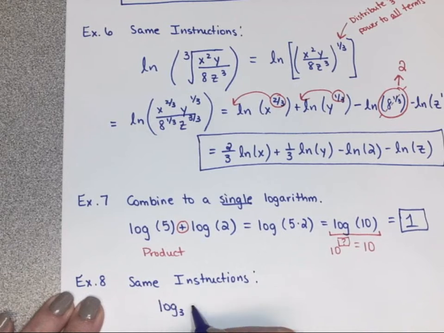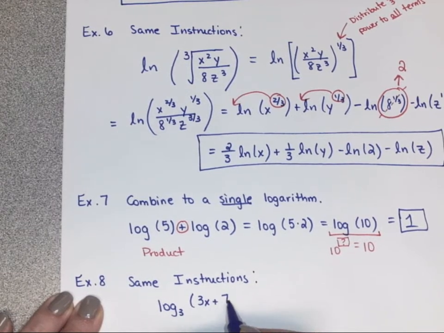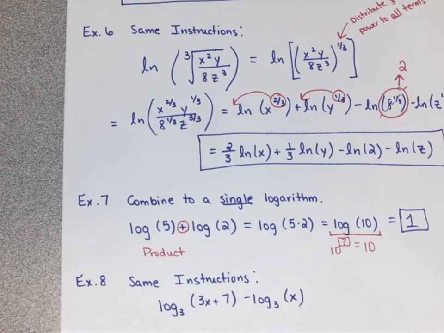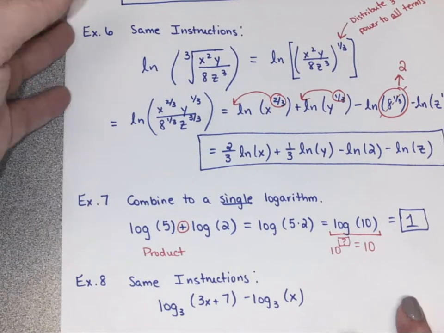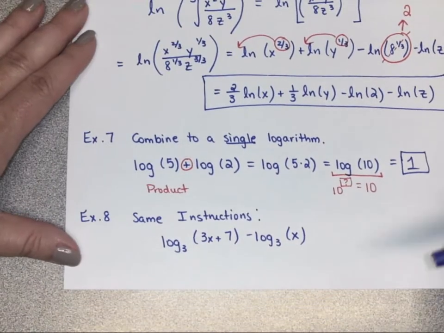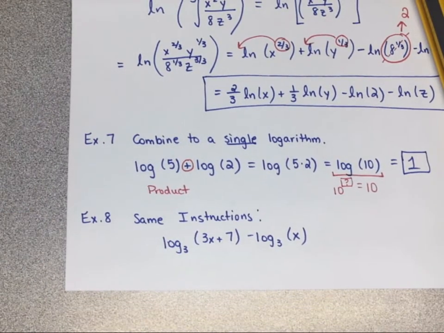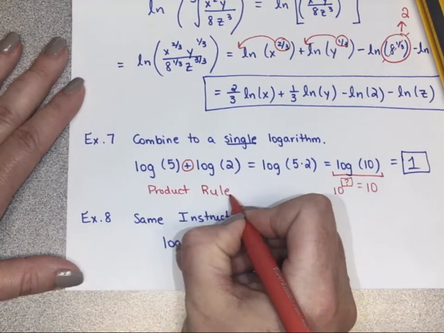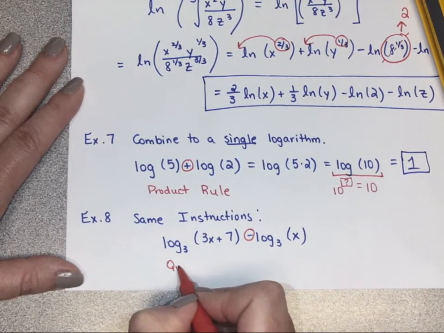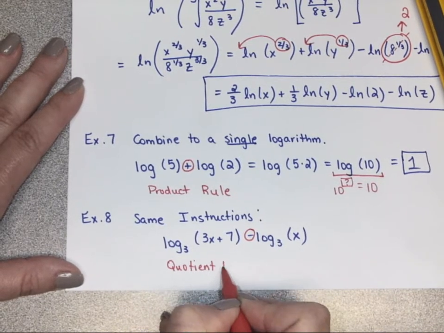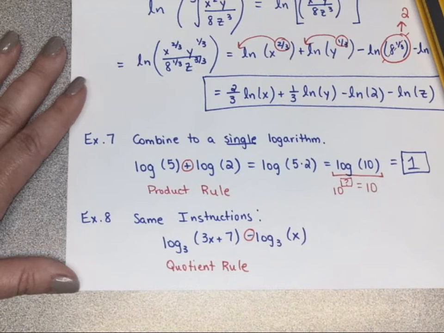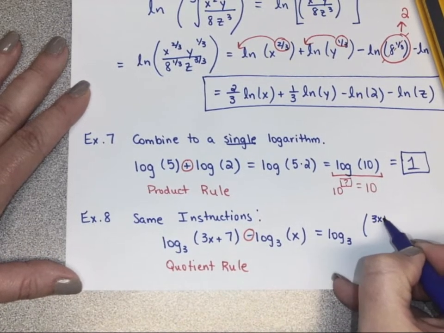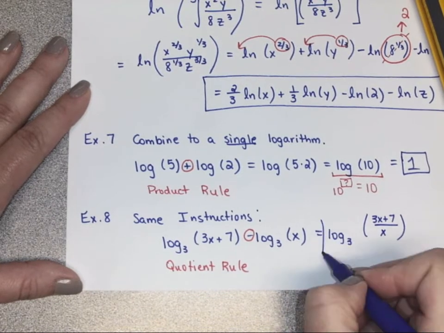So what about the log base 3 of 3x plus 7 minus the log base 3 of x? What rule would I use in this one, and how do you know? Yeah, so this would be the quotient rule, right? Because we are subtracting. So this would just look like the log base 3 of first thing divided by second thing.